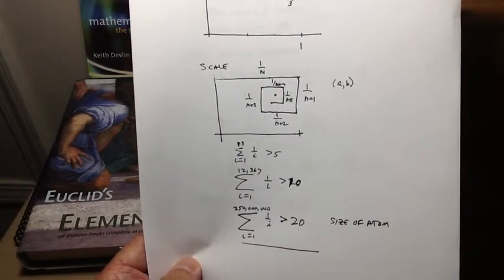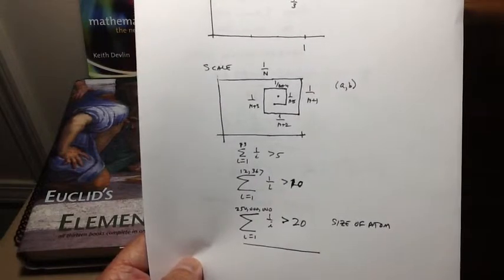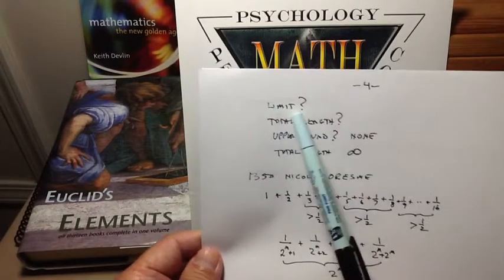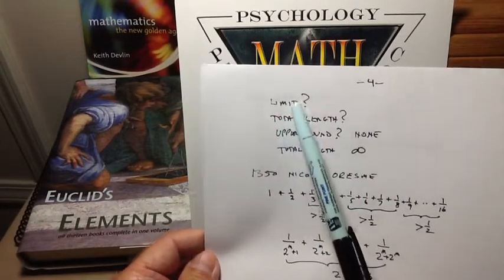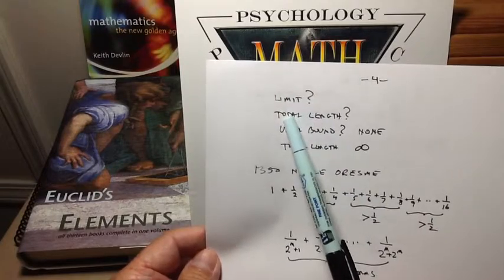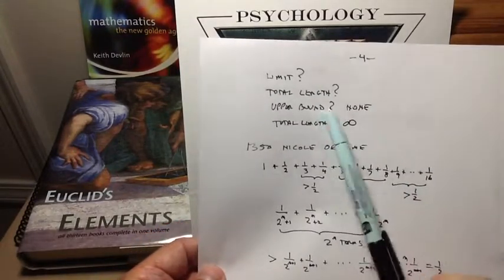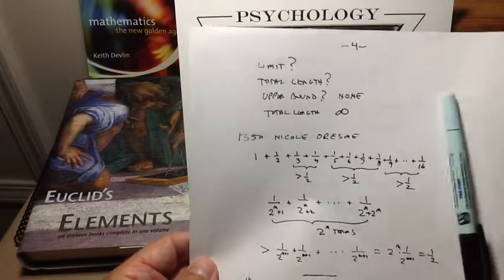And I'm going to talk to you a little bit more about that, and why that is, and how mathematicians deal with that. What you're going to start learning when we get into Tier 5 and beyond is that there's a concept of limit. And so the question is, does this series have a limit sum? Is there a total length going to be there? Is there an upper bound? And the answer is there's no upper bound. In fact, the total length is infinite.